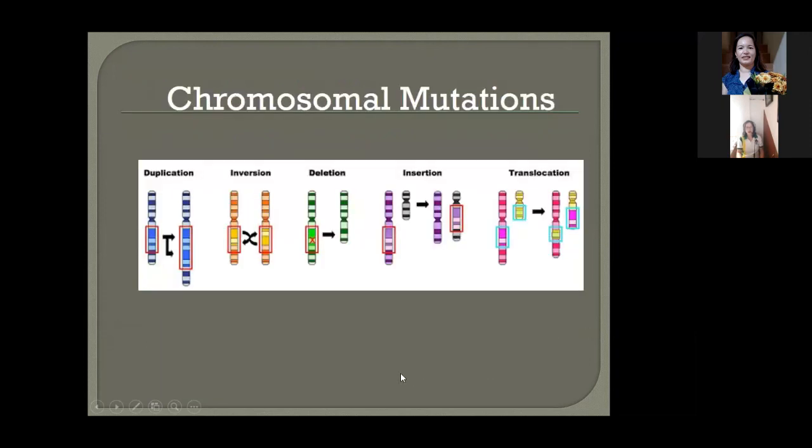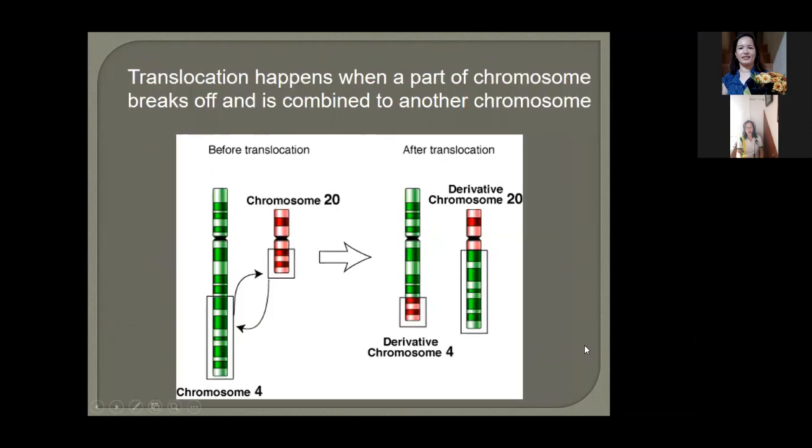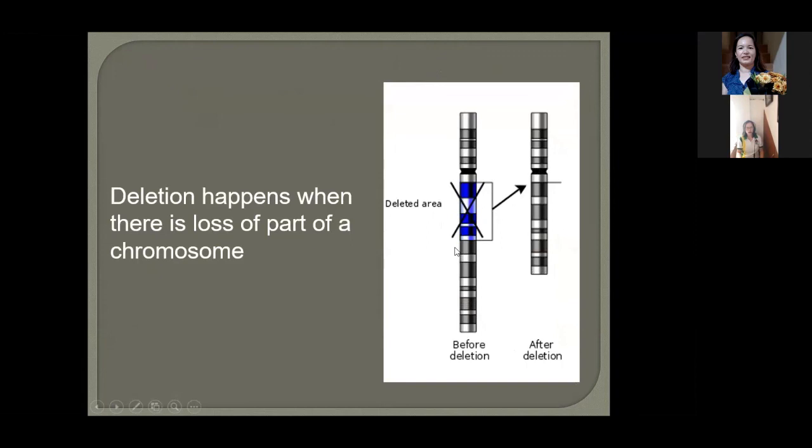Then we also have the chromosomal mutations, these are the examples. For insertion, literally from the word insert, genetic material is added to another chromosome. So here chromosome 4 is inserted into chromosome 20. We also have translocation, when part of a chromosome breaks off and is combined with another chromosome. Chromosome 20, look at what happened after translocation. It combines with another chromosome. Then for deletion, from the word delete, a part of the chromosome is lost in the process. So this is what happened after deletion.